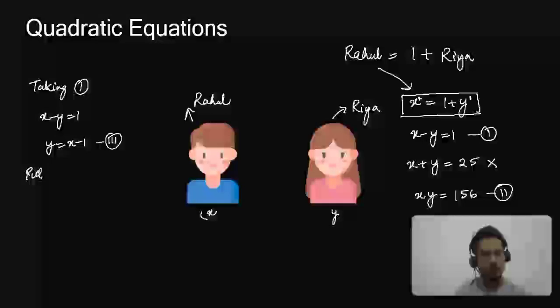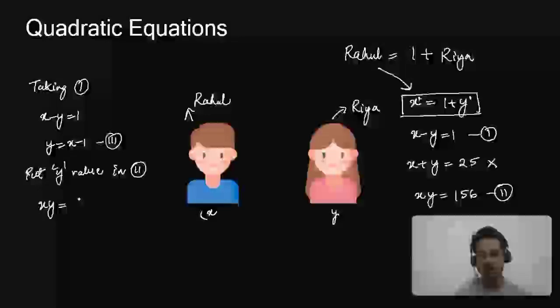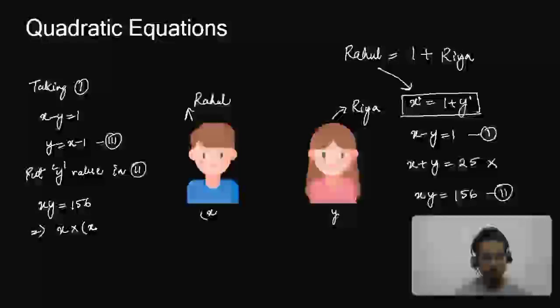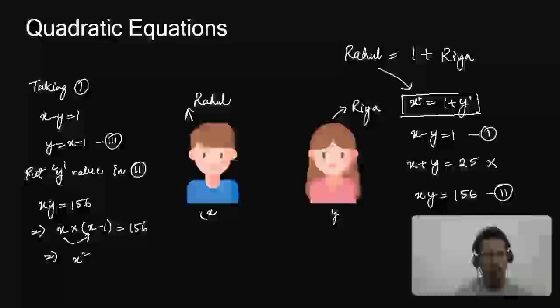So put the y value, or you can write y equals x minus 1 in the second equation. So I have xy equals 156 according to equation number 2. So this will give me x into the y value, and always use these parentheses or your brackets. So you will have x into x, which will give you x square. X into this will give you negative x equals 156.